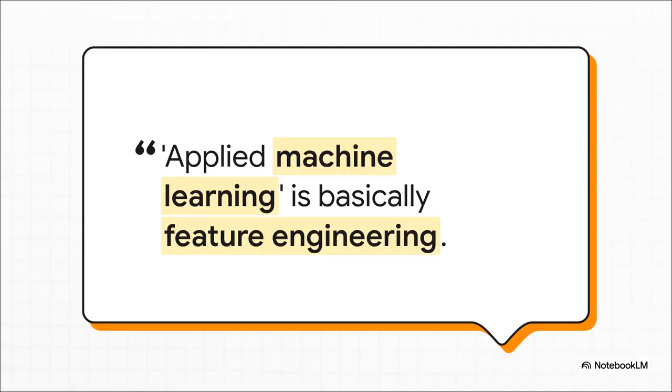And this really gets to the core of it. The AI pioneer Andrew Ng said it perfectly. Applied machine learning is basically feature engineering. And what's feature engineering? It's the art, really, of taking that raw data and turning it into meaningful inputs. We call them features, that actually help the model grasp what it's trying to solve.